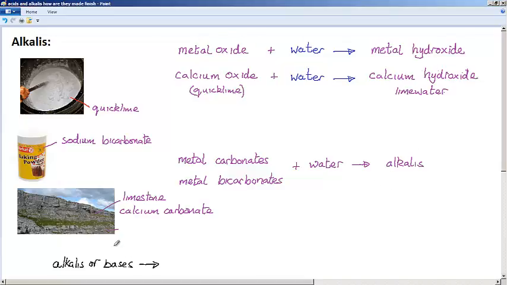So whereas acids produce hydrogen ions in solution, alkalis or bases will produce hydroxide ions. So let's make a note of that. Hydroxide ions. So a hydroxide ion consists of an oxygen atom and a hydrogen atom joined together, and they have a negative charge. Okay.